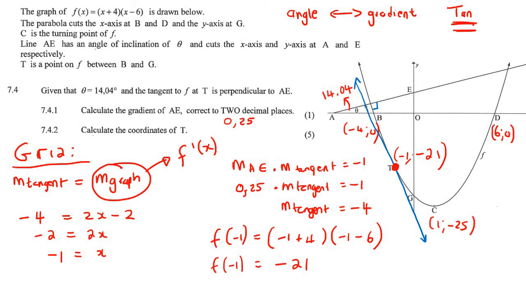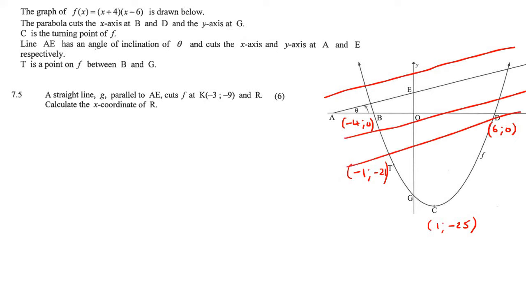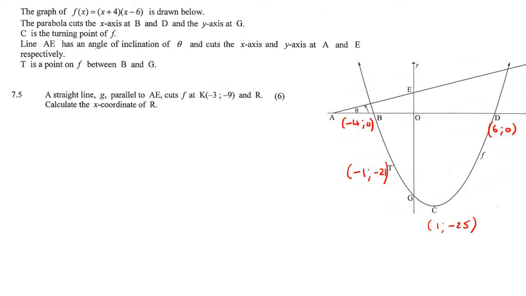Let's move on. So here's this one. It says that a straight line, which is G, which is parallel to AE. Okay, so parallel to AE is like that, or that, or that, or that, or that. You know, that's what parallel is. And it says that it cuts the graph F at minus 3, minus 9. So let's try to predict where that is. Minus 3, minus 9. Maybe you want to pause, but that's somewhere here, right? So it's a line that's parallel, so it's going something like that.